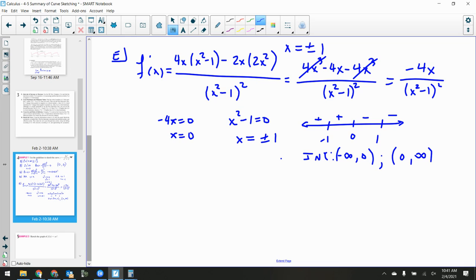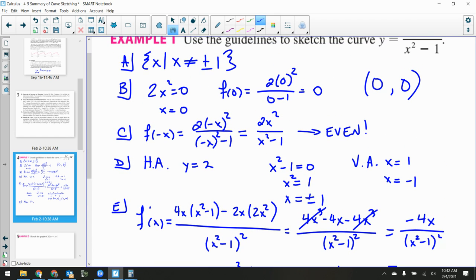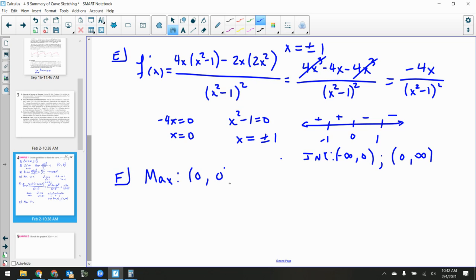But at any rate here, is it a maximum or minimum at 0? It's increasing and then it's decreasing. It's a maximum point. So it's a maximum at 0, and we know this point, (0, 0). It's the intercept. So its max is the intercept, the origin point.